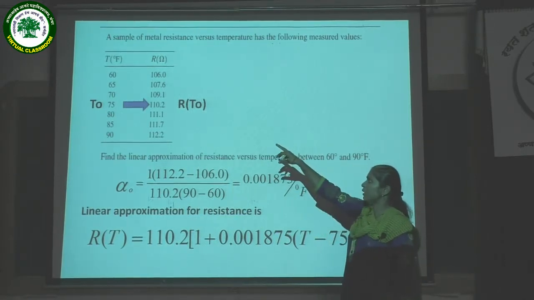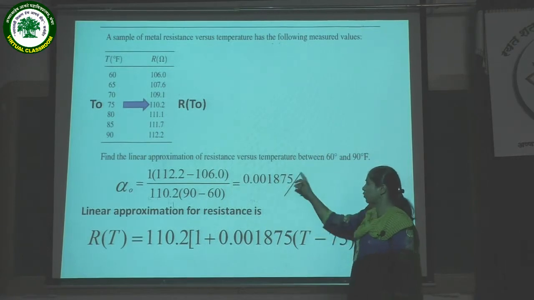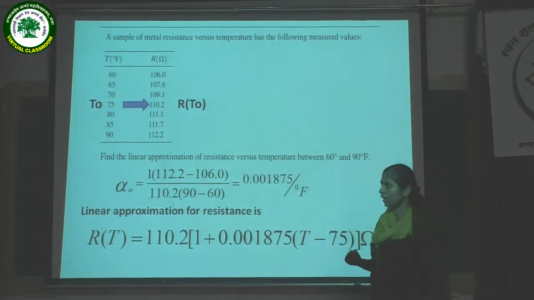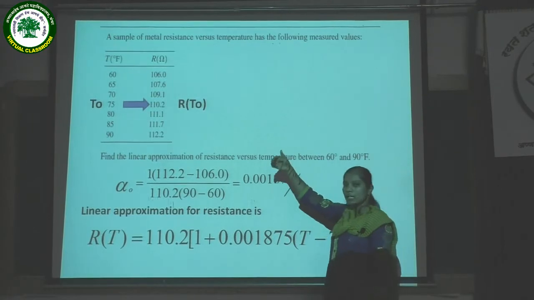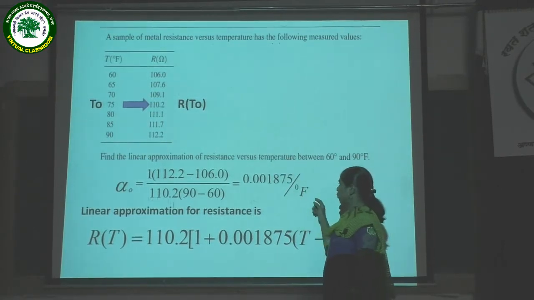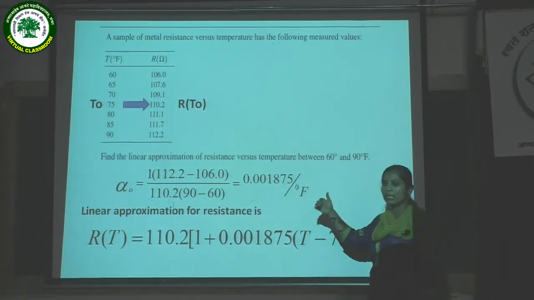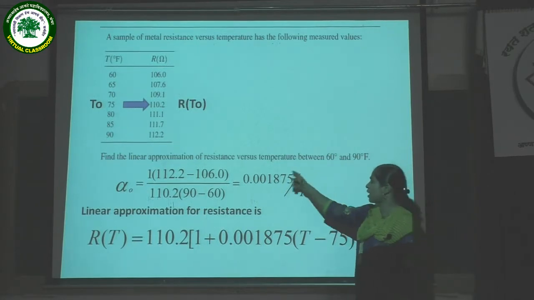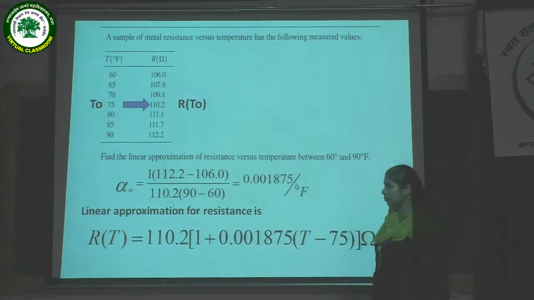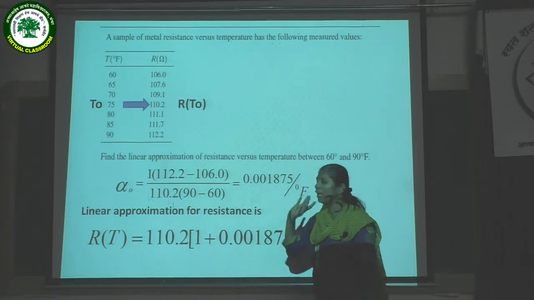Since temperature is given in degrees Fahrenheit, this alpha 0 will have units of per degree Fahrenheit. If temperature were given in degrees Celsius, then this alpha 0 would be per degree Celsius. So depending upon T, this alpha will change its unit. This was regarding alpha 0.